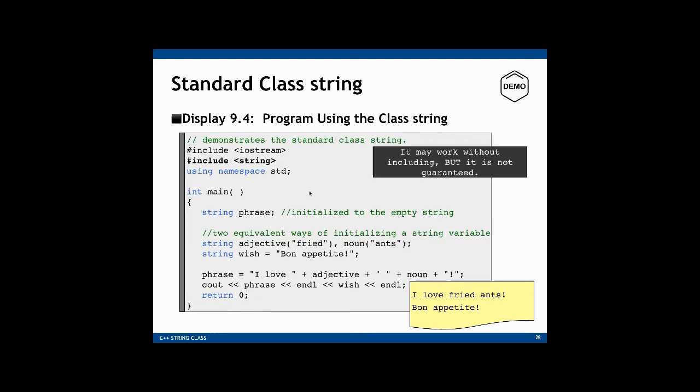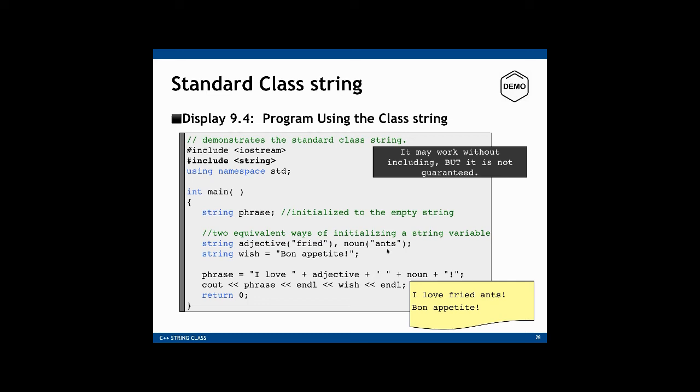And there are 2 different ways of initializing string class. With this, you can initialize a string variable with an empty string. And with these ways, you can initialize a string variable with some specific string values. So here, the adjective variable is initialized with the string "fried". And as you can see here, this is the function notation we have learned in the typecasting sessions. And this noun variable is initialized with this string.